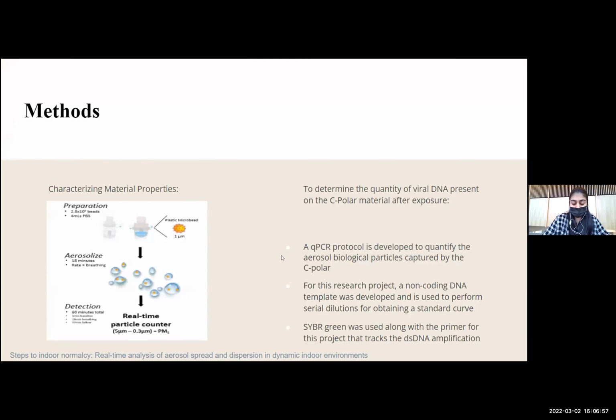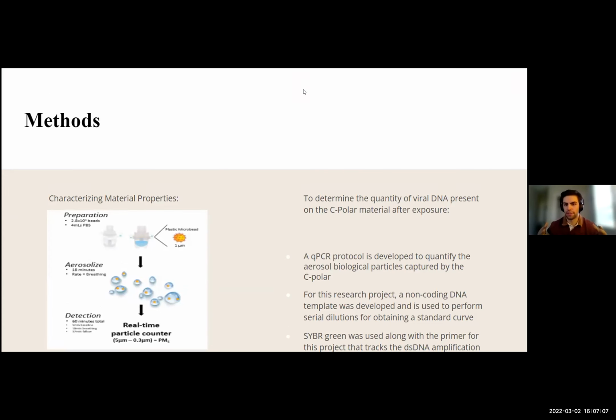So the methods, Andrea will provide a brief background about that. Yeah, so there are two main methods that we're going to be using to validate the use of this fabric in indoor settings. The first method will validate the physical properties of the C-polar material and experimentally test its function. To do this, we'll be creating a simulated aerosol and releasing it in proximity of a piece of the C-polar fabric. Then we will attempt to measure the particle speed, concentration, and direction when they're subjected to the material's electric field.